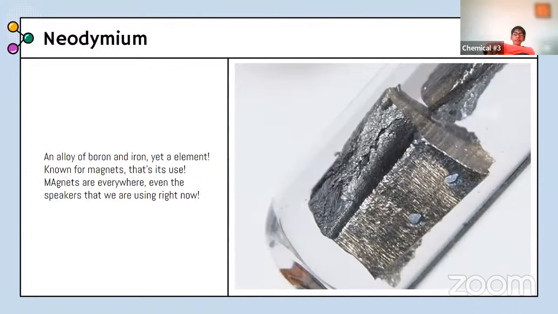Neodymium. When I first say neodymium, you'd be thinking of neodymium magnets, but neodymium magnets are not just for fun or aesthetics or those kind of play magnets that you can find online. No. It goes much further. It's an alloy of boron and iron, and yet it's still an element. It's known for magnets, of course, and that's exactly its use. Magnets are everywhere, and they're even in the speakers that we're using right now, maybe even in the microphones we're using right now. They're also in different parts of your computer, like your hard drive.